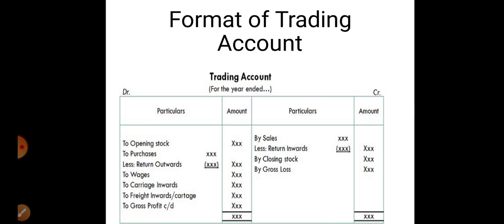In the debit side particulars, we write To opening stock, To purchases, and if there are some purchase returns, or we can say return outwards, then those purchase returns will be deducted from the purchases. So here we will write only the net purchases, which we get with purchases minus purchase return. Then we will write all the direct expenses here, like To wages, To carriage inwards, To freight inwards or cartage. We can write here To direct expenses. Direct expenses means all those expenses which are incurred during the process of production.